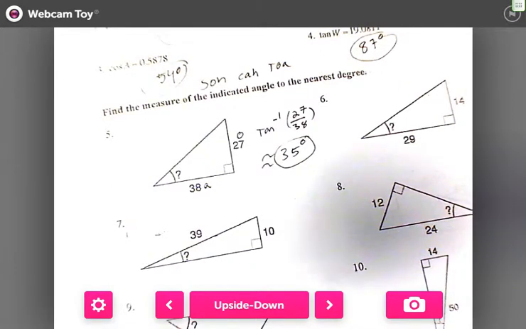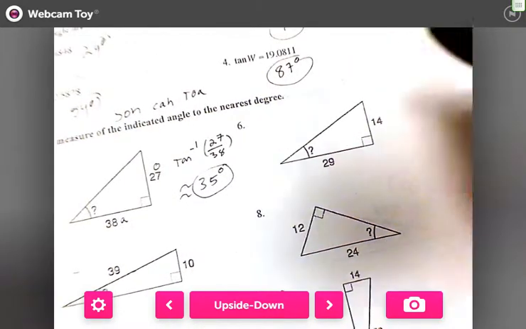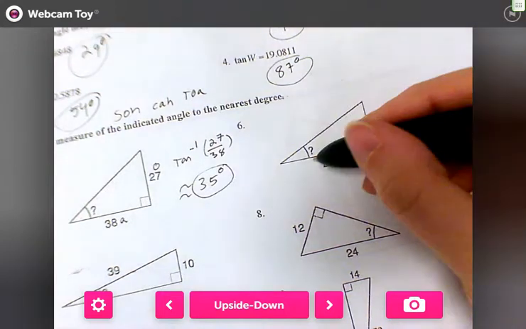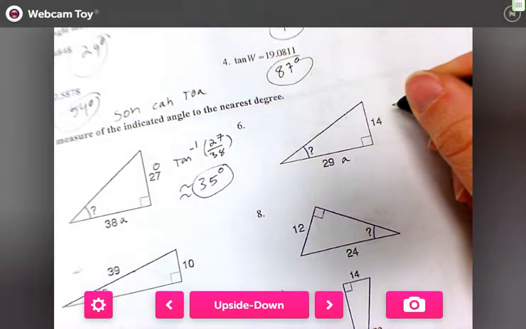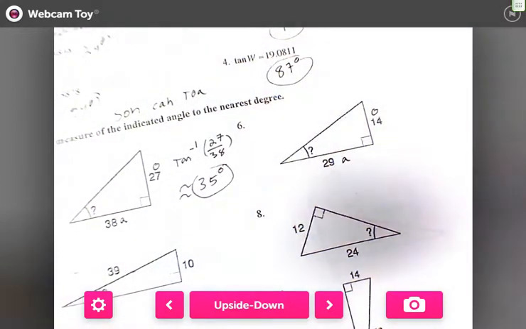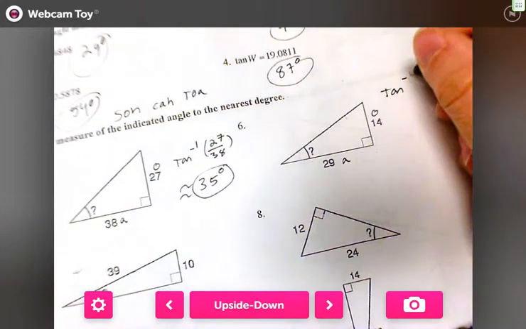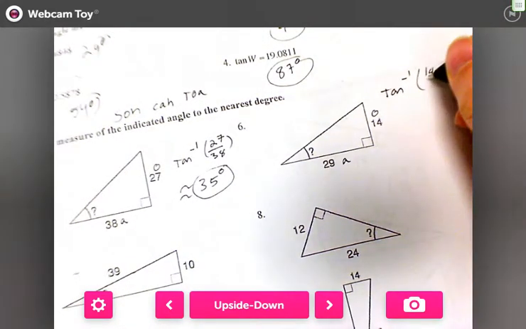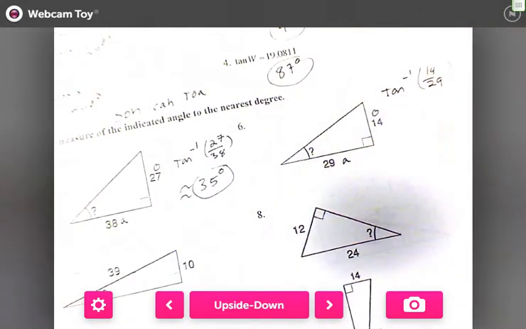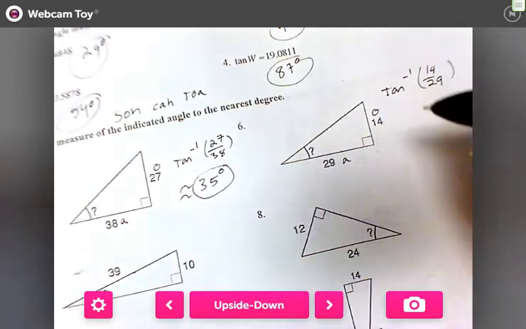Let's try another one. 29 is what to my angle? 14 is the? So which trig function am I going to use? Tan. So I use the inverse tan. What am I going to put on top? 14 over 29. And I put that in my handy dandy calculator. And what do I get? 26 degrees.